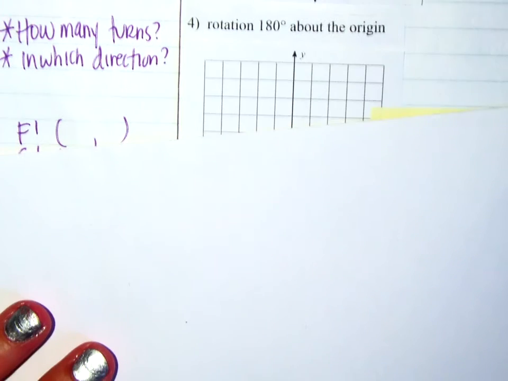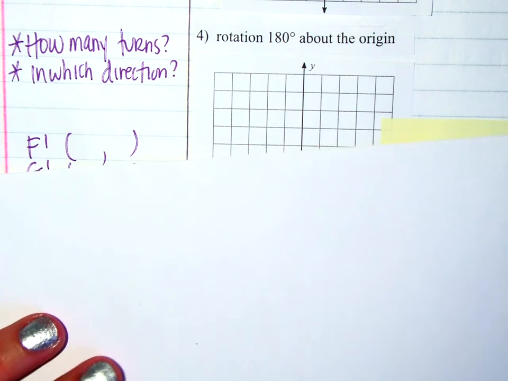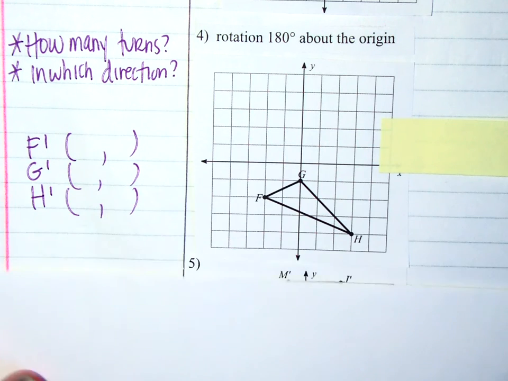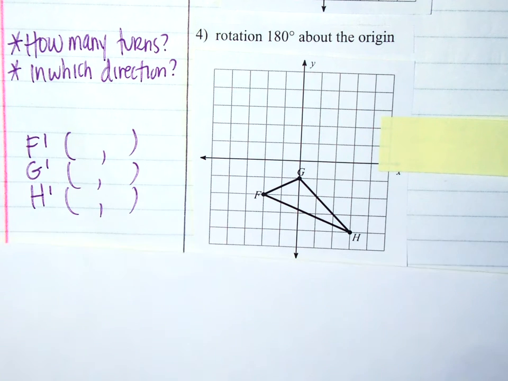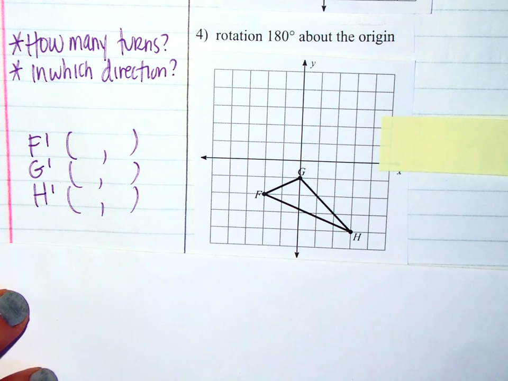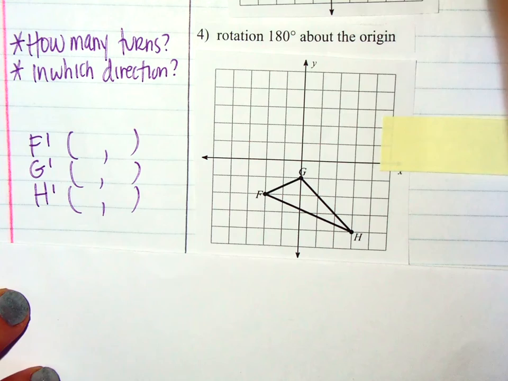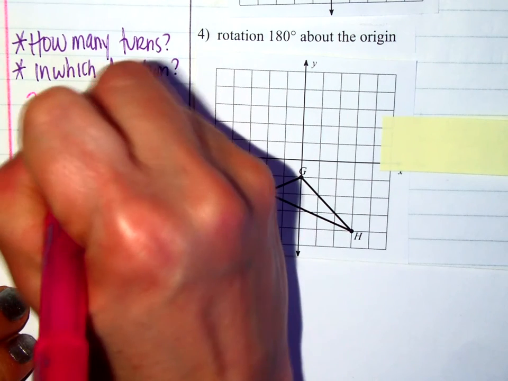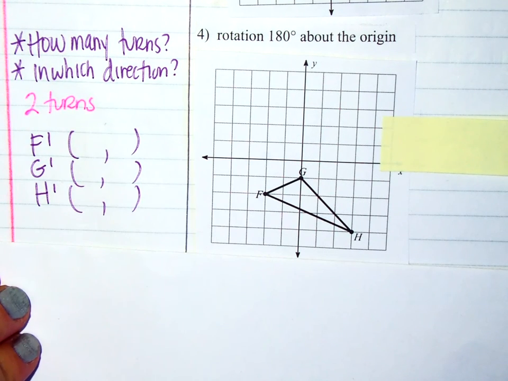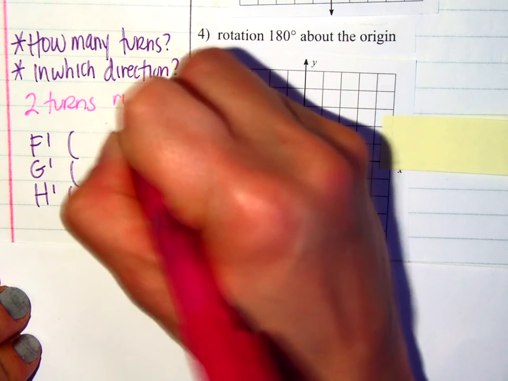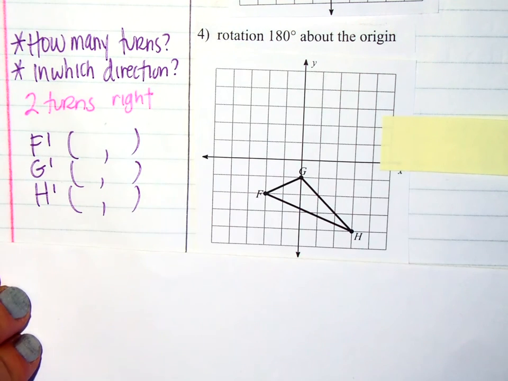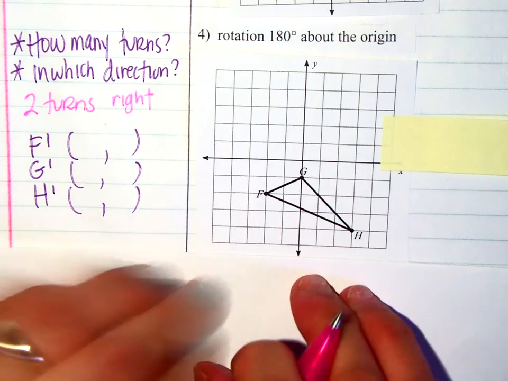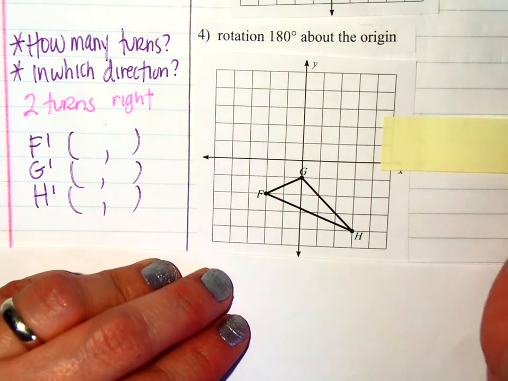We want to turn this one 180 degrees about the origin. Remember, our center of rotation has been just the origin. Okay, so what does it mean? How many turns and in which direction? We know that 180 degrees is 2 turns. And direction, well, it doesn't matter because we're going to be upside down, so left or right. I'm going to choose right this time just because last time we chose left. Okay, so let's get started.